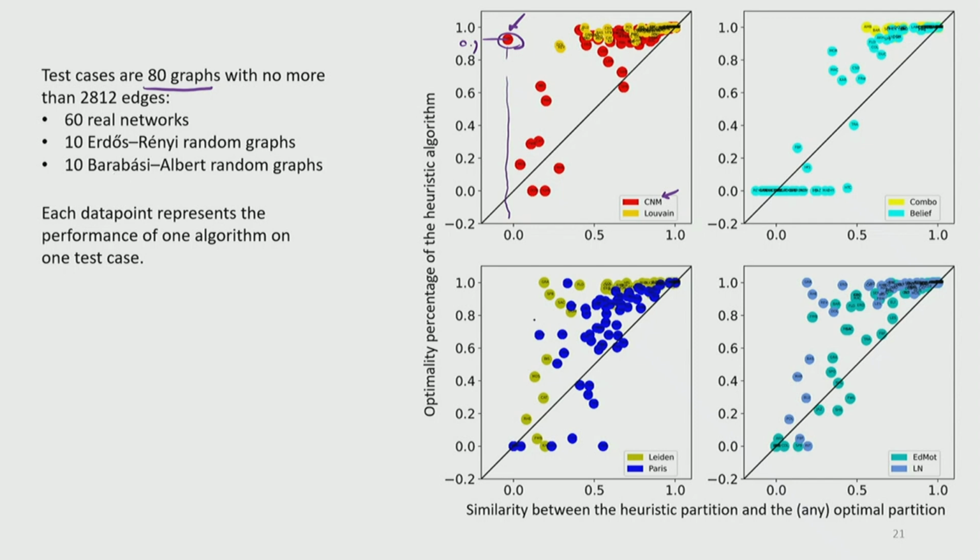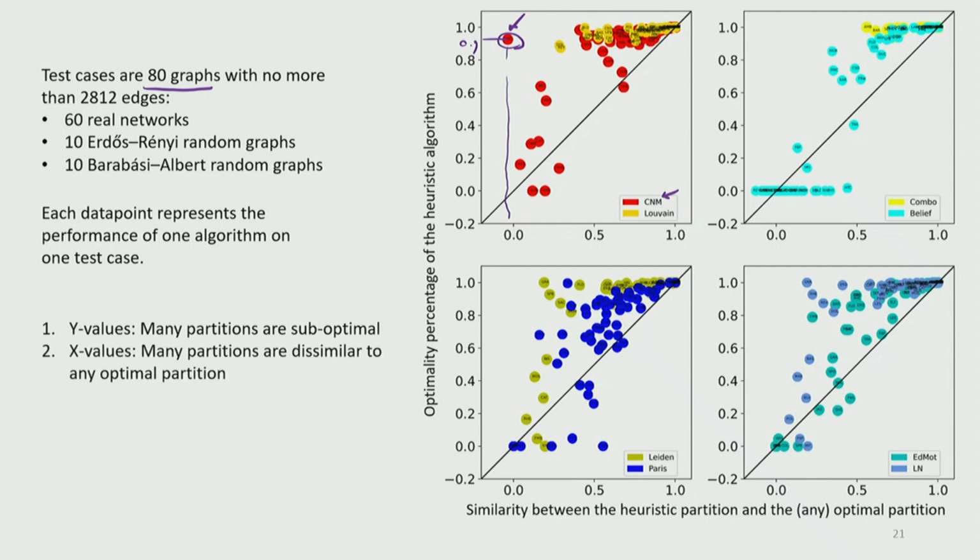So for this plot, there are three ways of looking at it. If we look at the y values, we see that there's variation across y values. This means that many partitions are suboptimal, and they are substantially suboptimal. Otherwise, all of them should have been at the top. If we focus on the x values, it means that many partitions are dissimilar to an optimal partition.